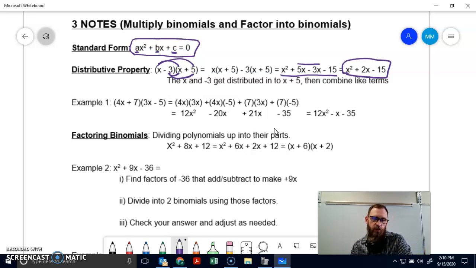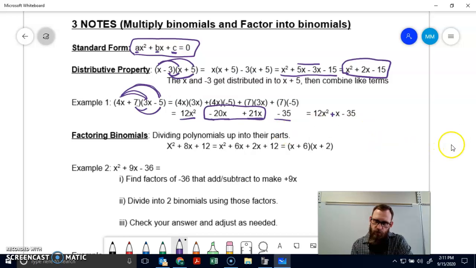Another example here, I'm taking the 4x and distributing it in. 4x times 3x is 12x squared. 4x times negative 5, negative 20. Distribute the 7 in as well. 7 times 3 is 21x. 7 times negative 5, negative 35. And note, these two middle terms, again, are like terms. Negative 20 plus 21. Oh, I just saw an error there. It should be a plus there. It would be plus 12x squared plus x minus 35.